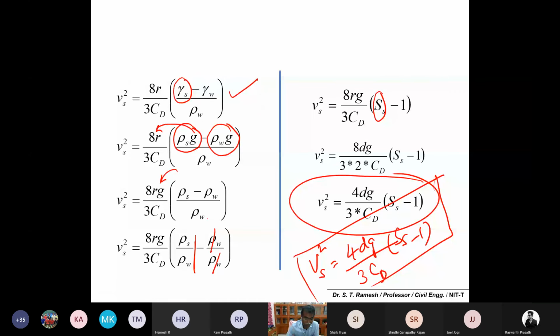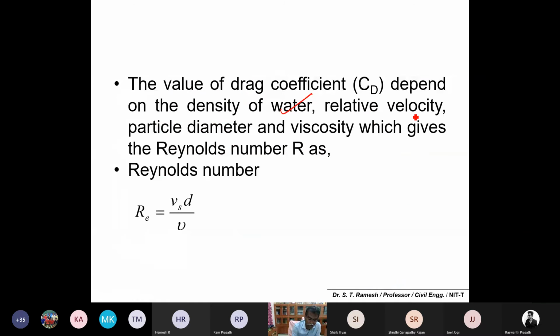Now, what is Cd? All other parameters are known, but Cd you have to calculate. Cd normally depends on the density of water, relative velocity, particle diameter, and viscosity. So Cd is again a term related to the Reynolds number. You would already be familiar with the Reynolds number: Re is Vs into D by nu, where nu is the kinematic viscosity of water.